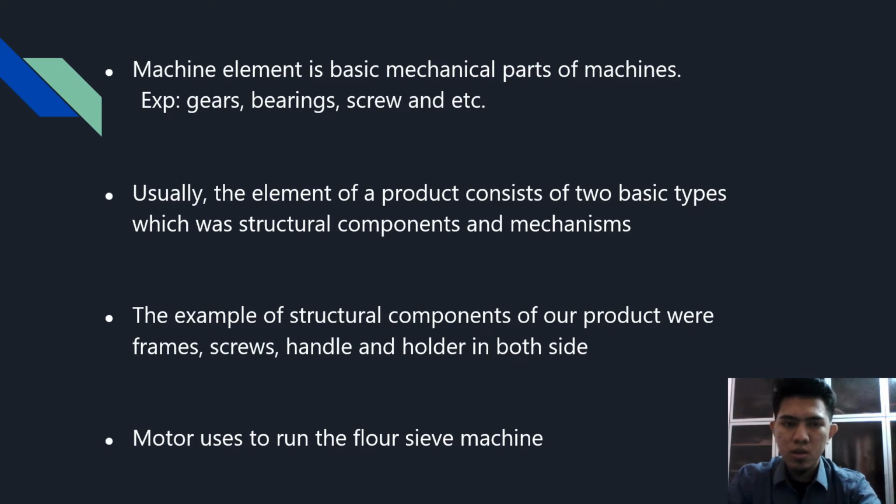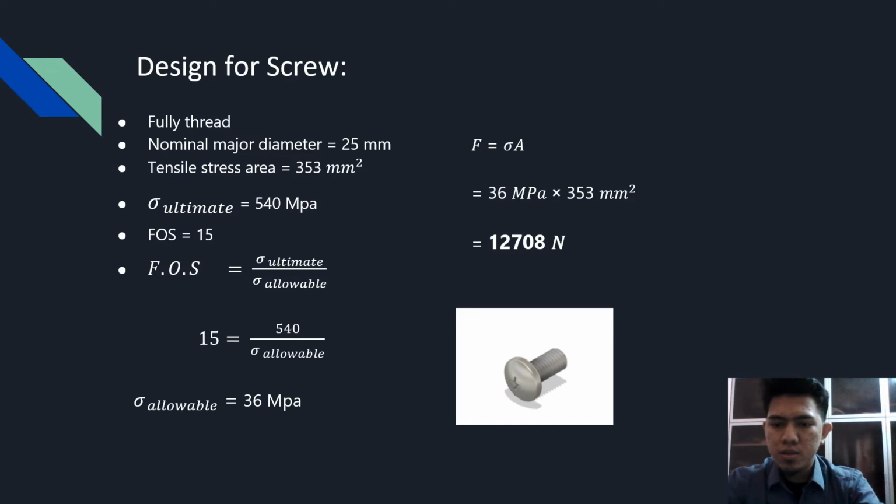Next, in our product, the screw is one of the most important elements in order to give more strength. Here is the design for the screw that we use. It is fully threaded, and the nominal major diameter is 25 mm. The tensile stress area is 353 mm square, and the ultimate stress is 540 megapascal.